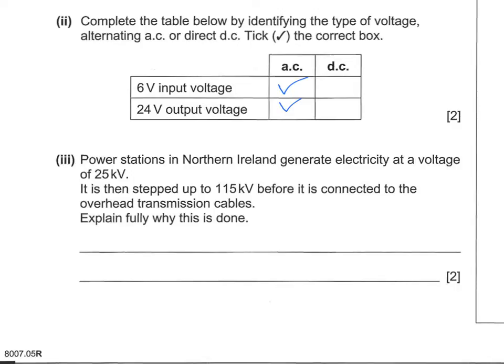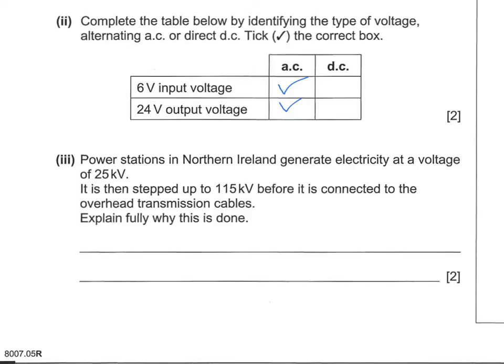Power stations in Northern Ireland generate electricity at a voltage of 25 kilovolts. That is then stepped up to 115 kilovolts before it is connected to the overhead transmission lines. Explain fully why this is done.